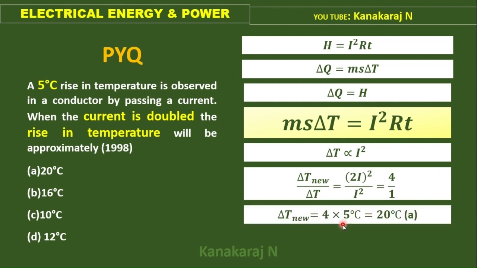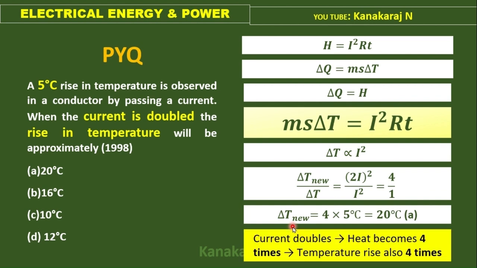We know del T is 5 degrees Celsius. So 4 times 5 degrees is 20 degrees Celsius. That is the new rise in temperature due to doubling the current. So option A is correct. So when current doubles, heat becomes 4 times, and the temperature rise is also 4 times.